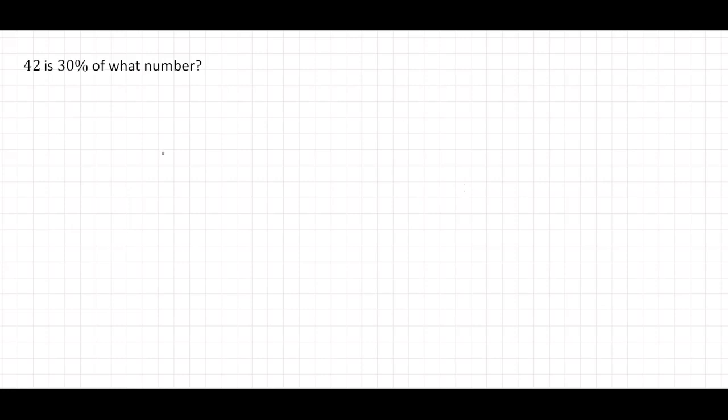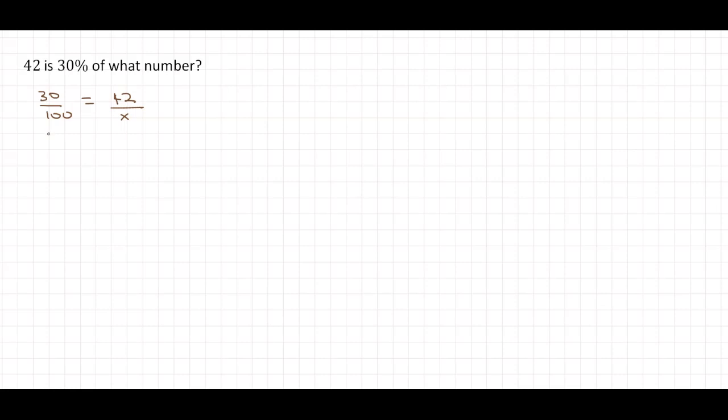So, 42 is 30% of what number? Let's start with 30 over 100 is going to be equal to 42 over what number? Let's make it x. This is going to be equal ratios. There's a video on equal ratios already, so I'll use the equal ratios method to solve this together.